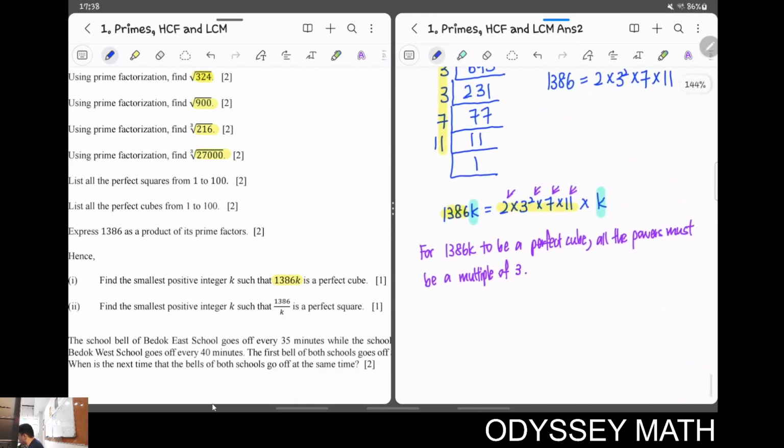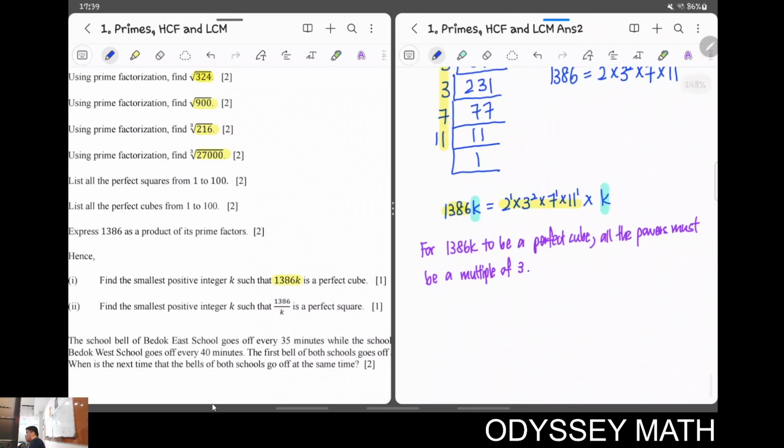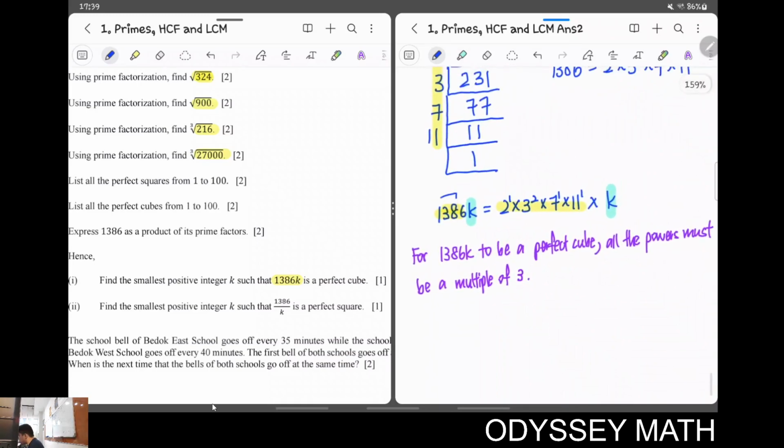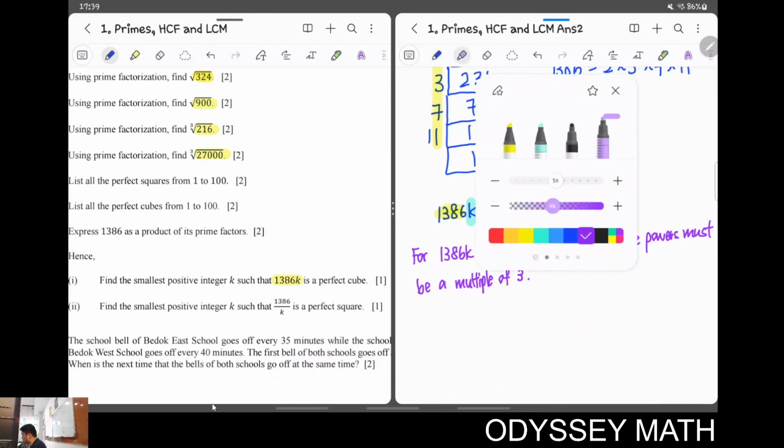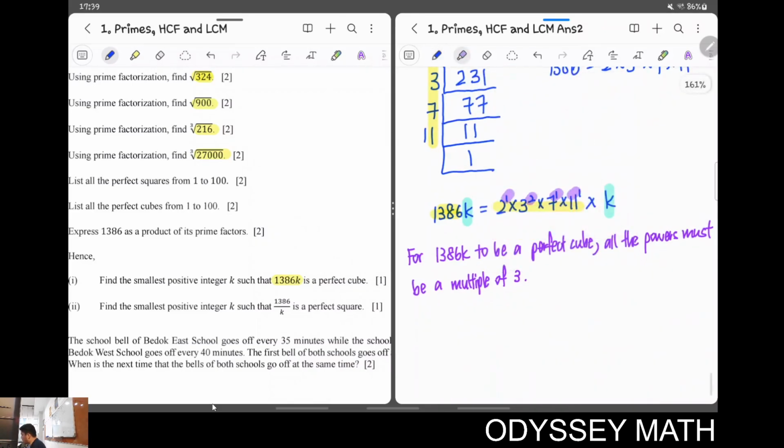So now do pay attention to me. I'm going to purposely put power 1 here. This is 2 to the power of 1 times 3 to the power of 2 times 7 to the power of 1 times 11 to the power of 1. So we know that 1386k is 2 to the power of 1 times 3 to the power of 2 times 7 to the power of 1 times 11 to the power of 1 times k. So to make this a perfect cube, you have to make sure that all the powers here are all multiples of 3. And how you do that is you have to choose k in such a way for this to happen.